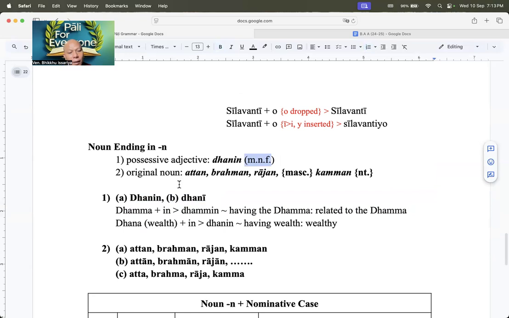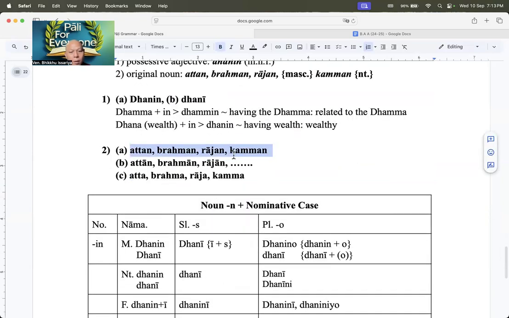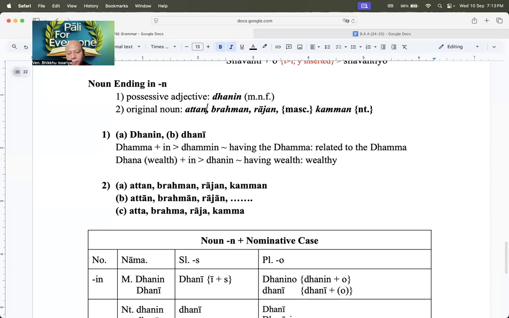But the other ones like attan, brahman, rājan. So actually, and this attan is, it means oneself.